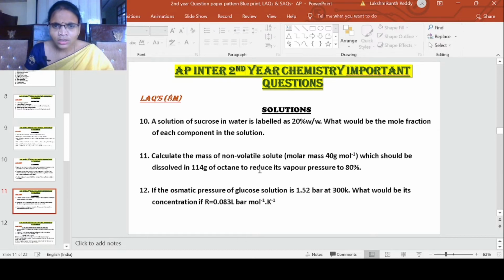Calculate the non-volatile solute. This is the 11th one, a Raoult's law problem. Next, this is osmotic pressure. So these 12 questions we can expect from solutions.